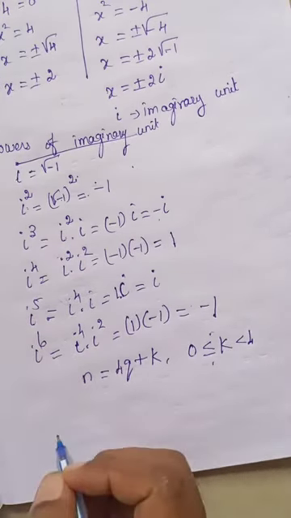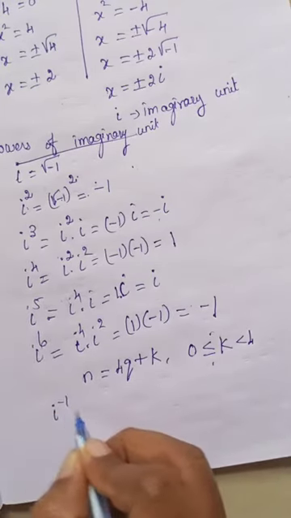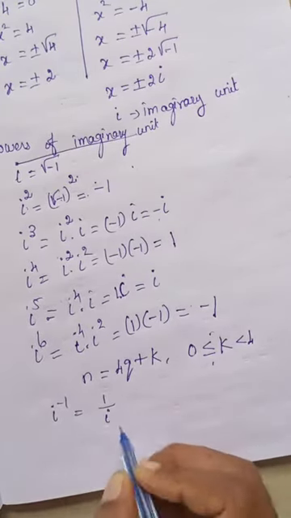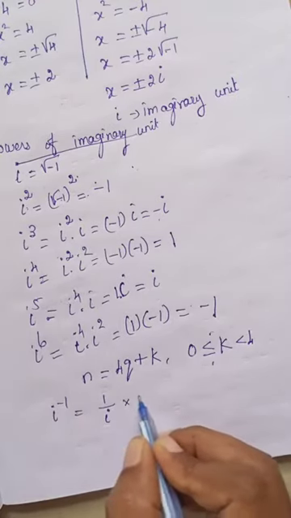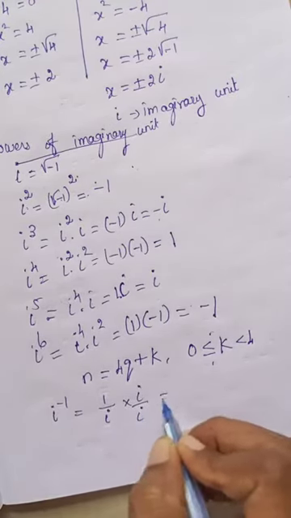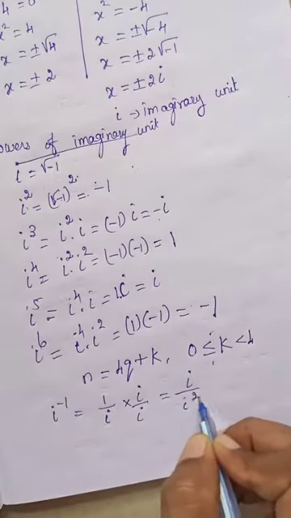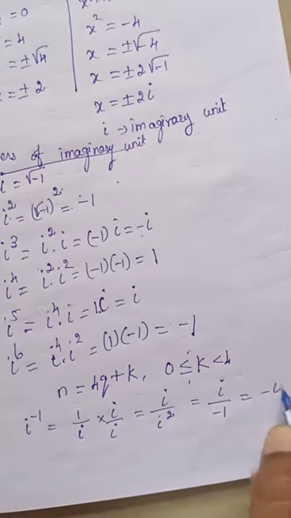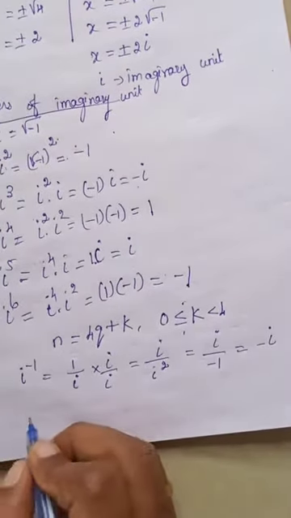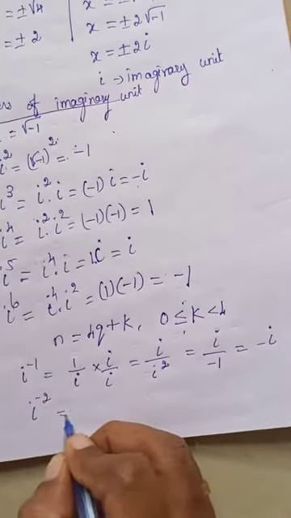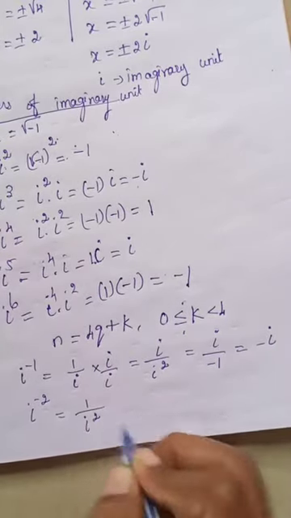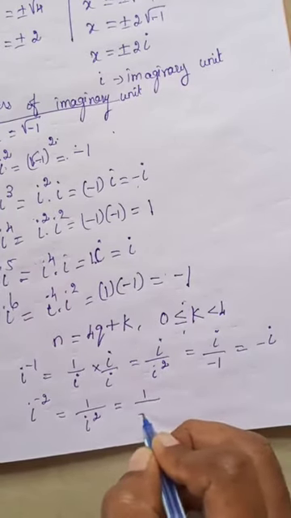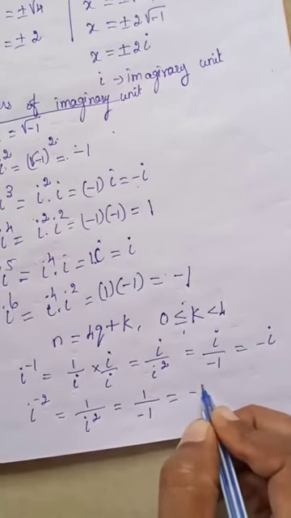This is for the positive powers. The same we get for the negative powers also. i power minus 1 is 1 by i. Since i is in the denominator, multiply and divide by i. That is i by i square. The value of i square is minus 1, so we get minus i. Then i power minus 2: we can write it as 1 by i square, so we get 1 by minus 1, that is minus 1.